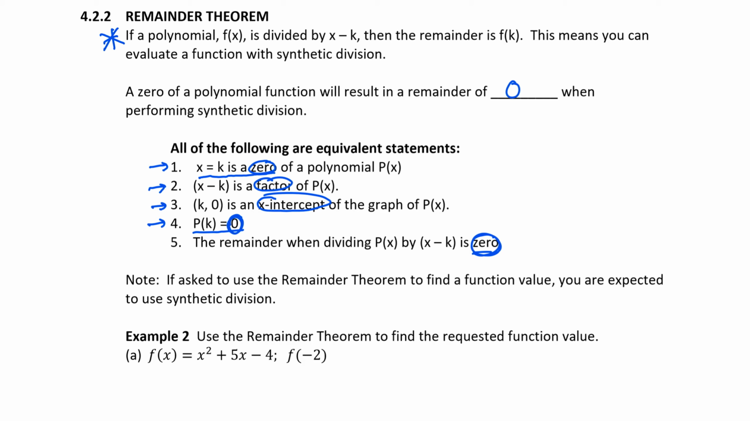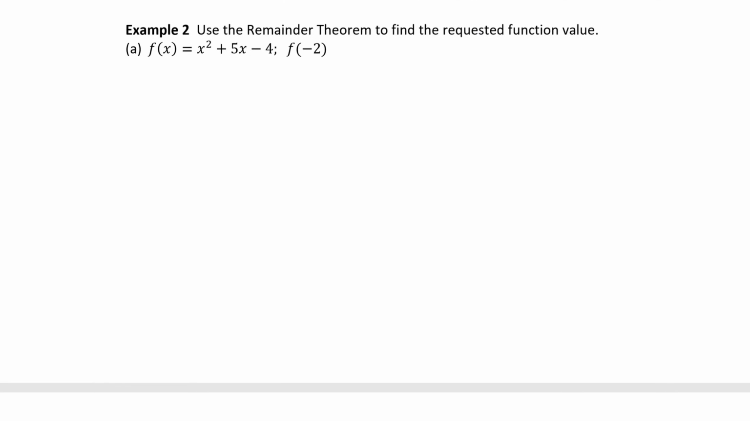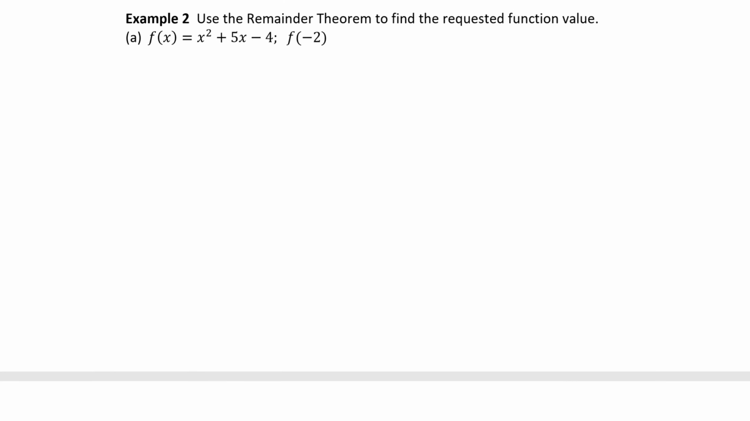As I mentioned at the beginning of this video, we're looking at a new way to work an old problem. So let's apply this remainder theorem on example 2. Example 2 says, use the remainder theorem to find the requested function value. The function is f of x equals x squared plus 5x minus 4, and we need to find f of negative 2.